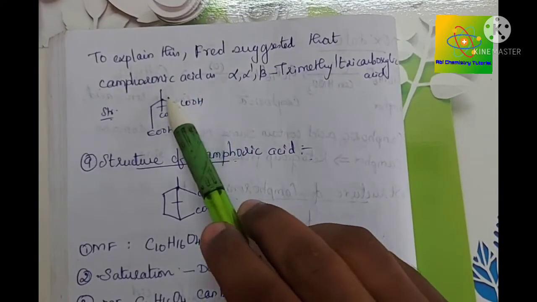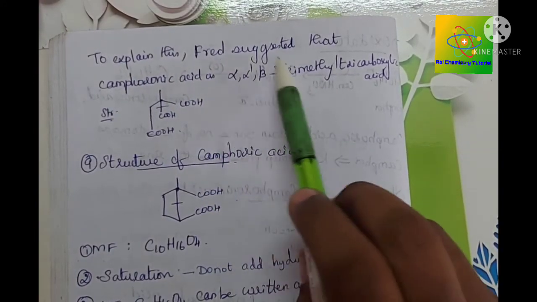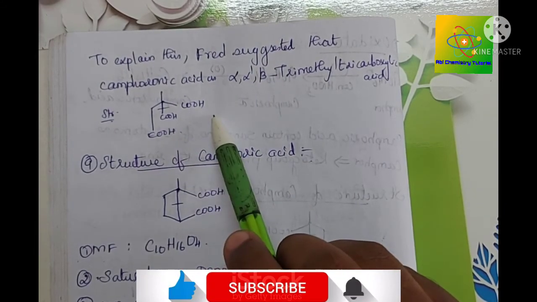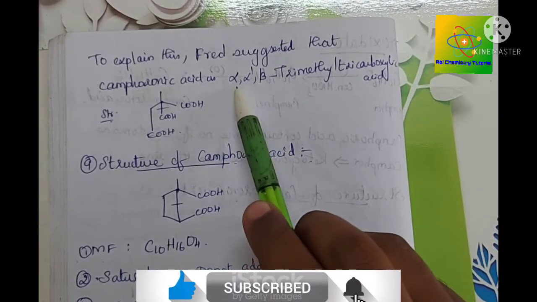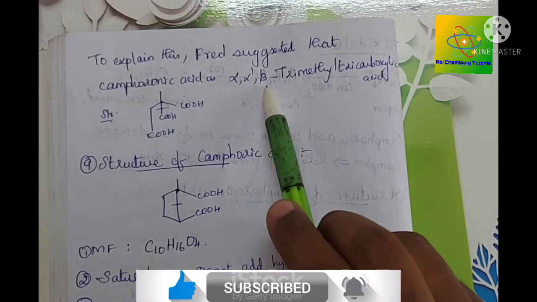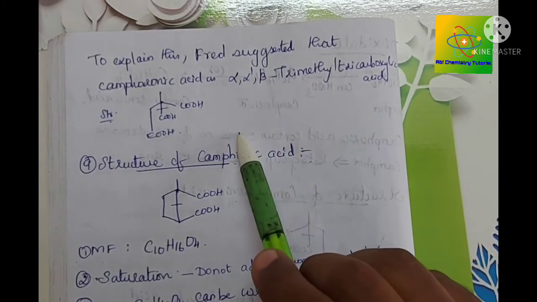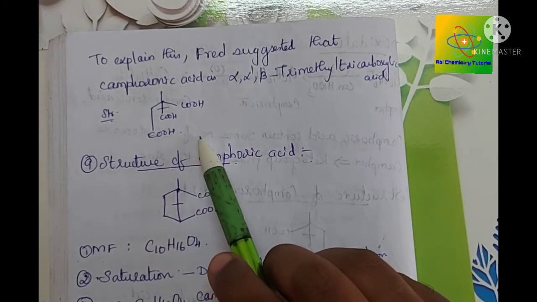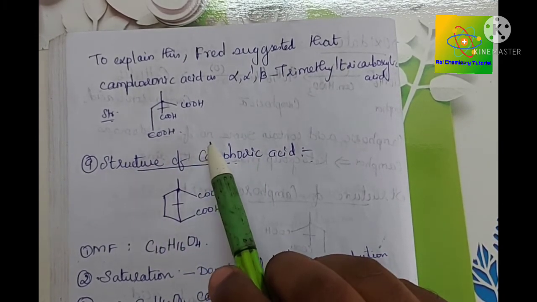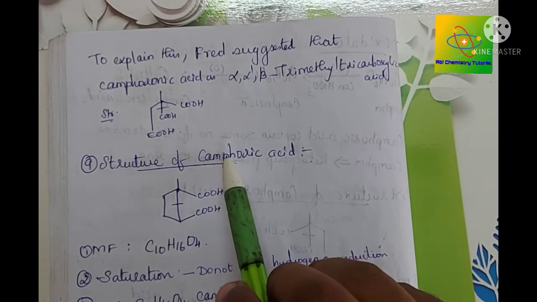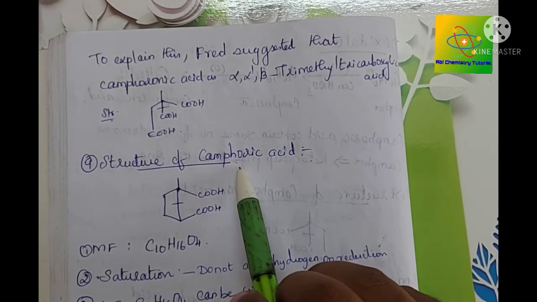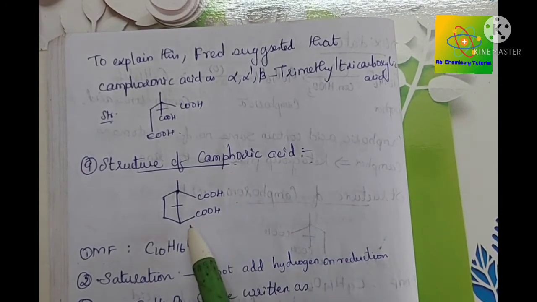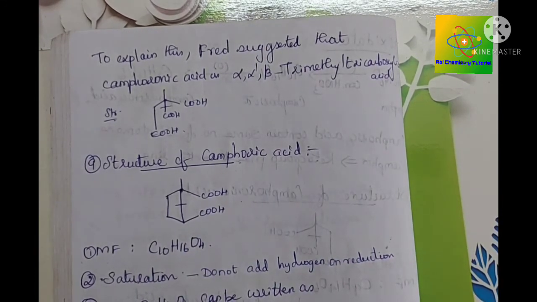So finally, to explain this, Fred suggested that camphoronic acid has this structure, and this structure can be named as alpha, alpha dash, beta, trimethyl tricarboxylic acid. So now we know the structure of camphoronic acid. We have to study the structural elucidation of camphoric acid also. Only then we can get the structure of camphor. So now we are going to study the structure of camphoric acid.